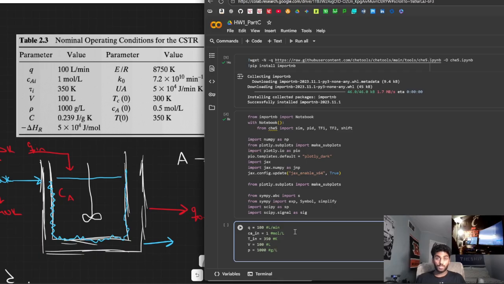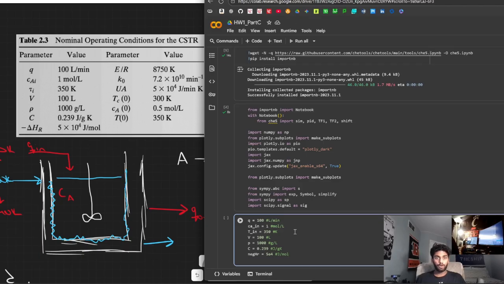Our C, which is our specific heat capacity, is going to be our capital C instead of our lowercase c, 0.239. This is joules per gram Kelvin. I'll call this like maybe neg HR, something like that. And that will be 5 times 10 to the 4th joules per mole. So 5e4 joule per mole.